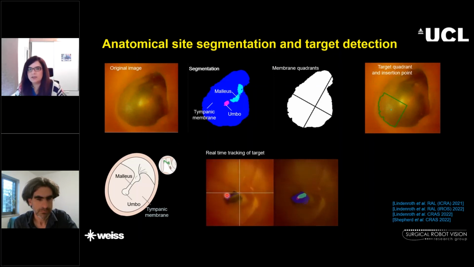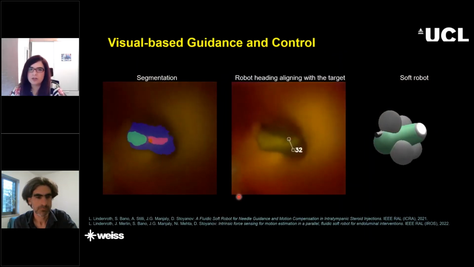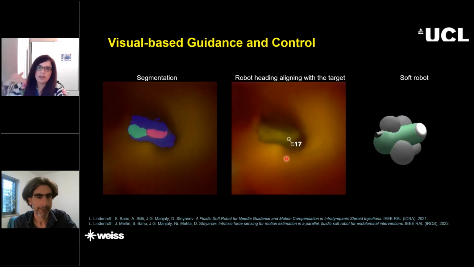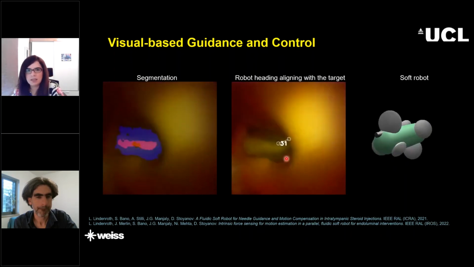So here you can see a demo of this technique in action, where the target is getting detected and tracked by the robot. Once we have localized the target, this can also be used for controlling the robot, which we call visual servoing. So automatically controlling the actuators of the robot so that the robot gets aligned to the target position. This is something that we are currently looking at.